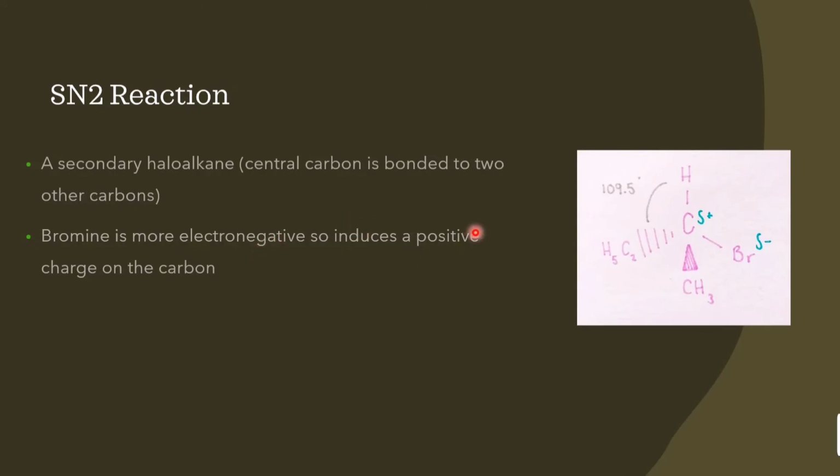So it induces a positive charge on our carbon, and this is because our electrons are being more attracted to this bromine. So the electrons get further away from the carbon, inducing this positive charge. And our hydrogen is very small. So it's much smaller than our methyl group that we had last time. And so it's a reduced steric hindrance.